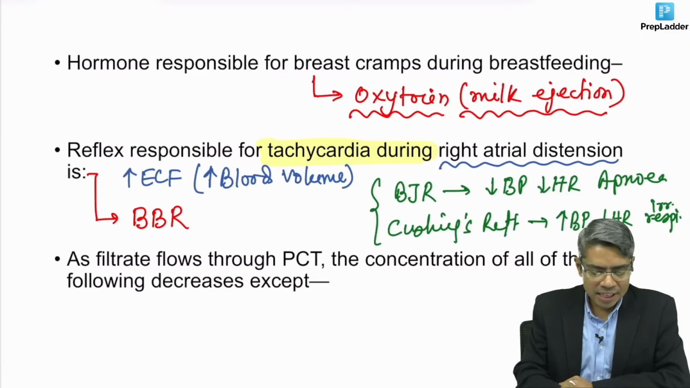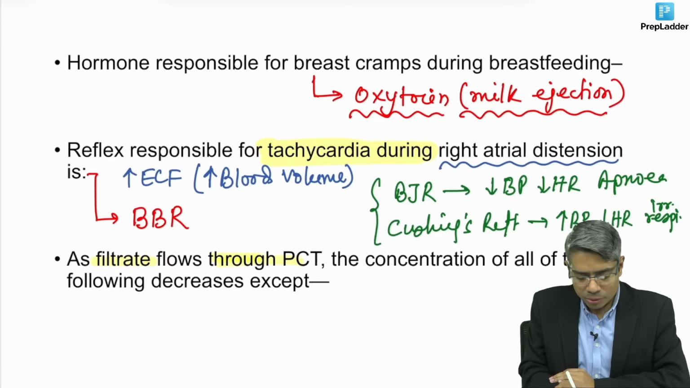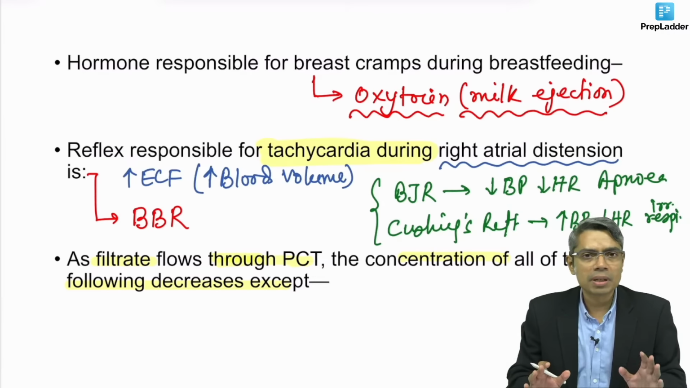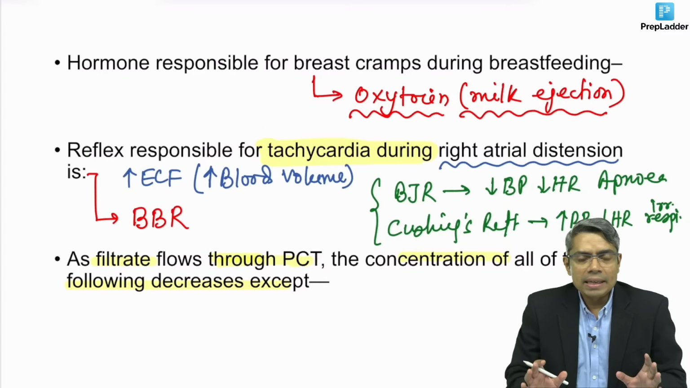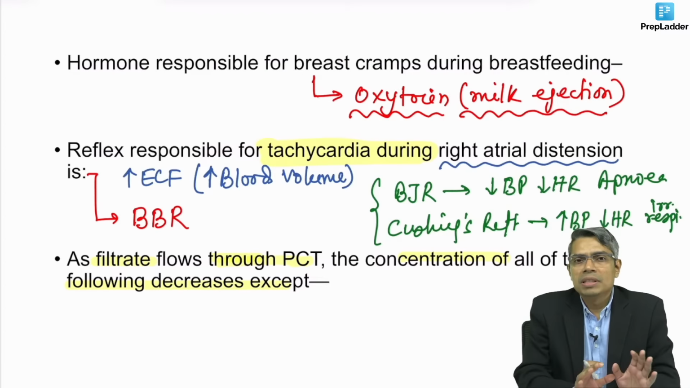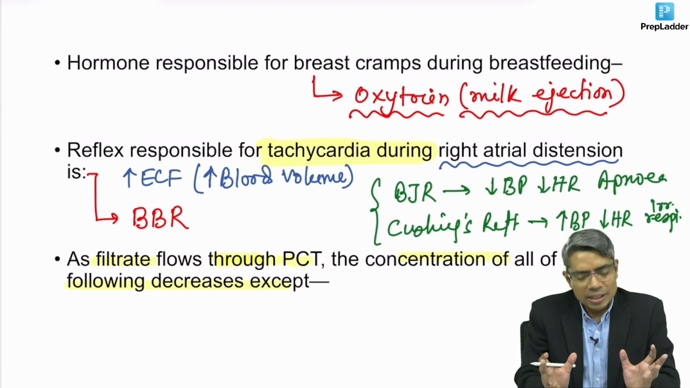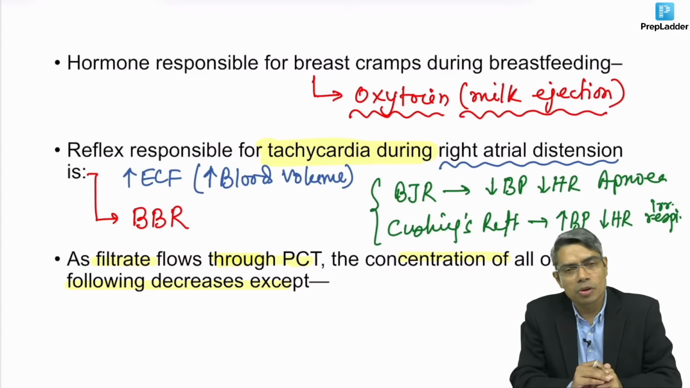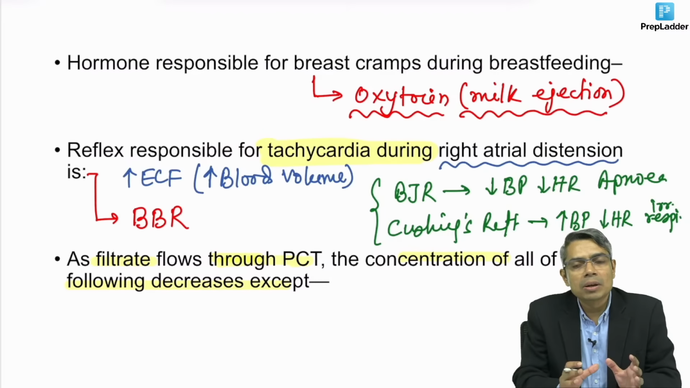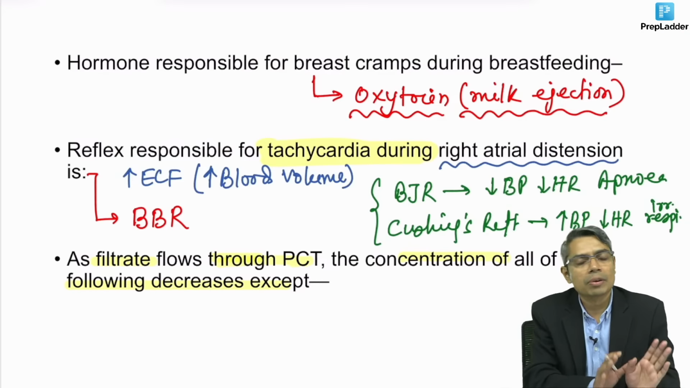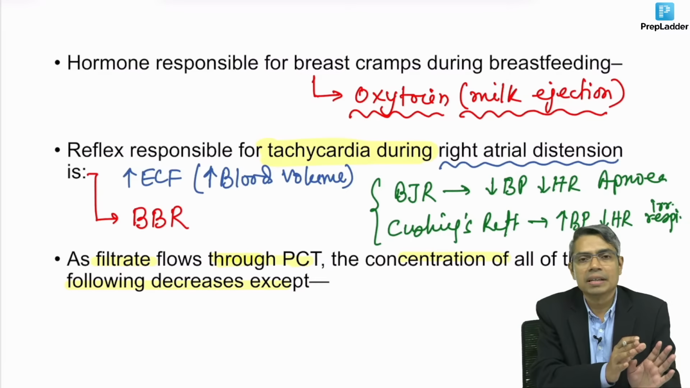Good. Next question: as filtrate flows through the PCT, the concentration of all of the following decreases except. We all know that absorption of most of the ions occurs in the proximal convoluted tubule. But one ion is not that much absorbed in the first part of the proximal tubule, and that is the chloride ion. Why? Because sodium and chloride should be reabsorbed parallelly, but that does not happen in the proximal tubule, because sodium is reabsorbed along with amino acids, phosphate, and bicarbonate in the proximal part of the tubule, and chloride is not reabsorbed along with sodium.